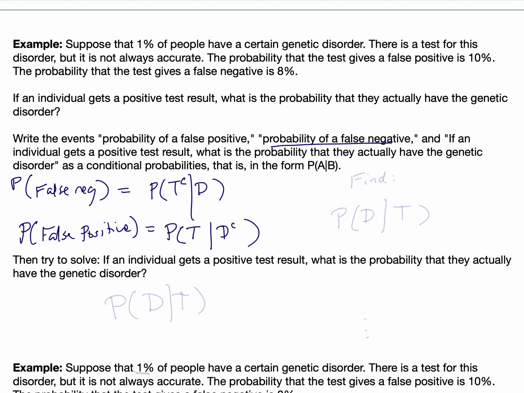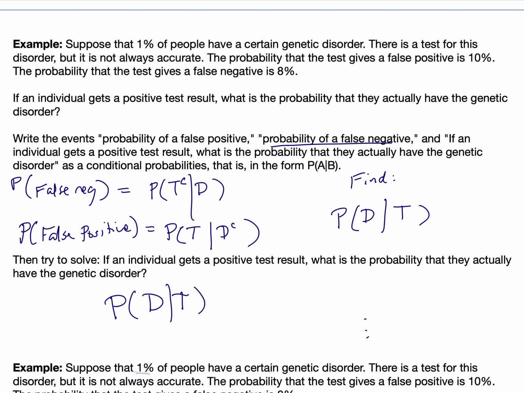And finally, last one: if an individual gets a positive test result, what is the probability that they actually have the genetic disorder? So the thing that we're trying to find is, given that the individual gets a positive test result, what is the probability that they actually have this genetic disorder? What is the probability of D? Those are each of those things written as conditional probabilities. And so we are trying to find the probability of D given T, and we can use Bayes' theorem to do that. So go ahead and pause again and try this out.